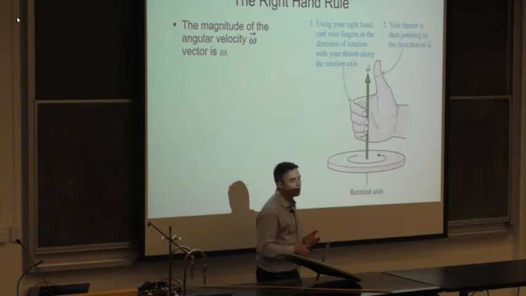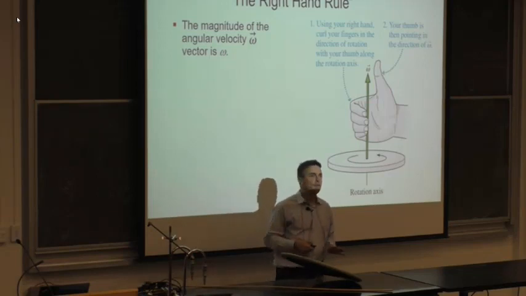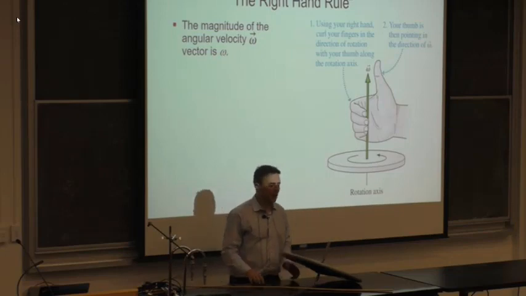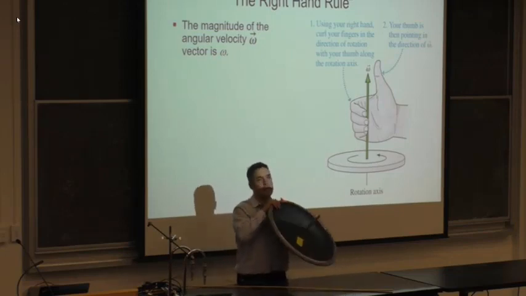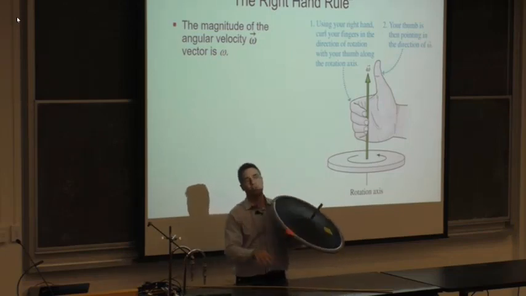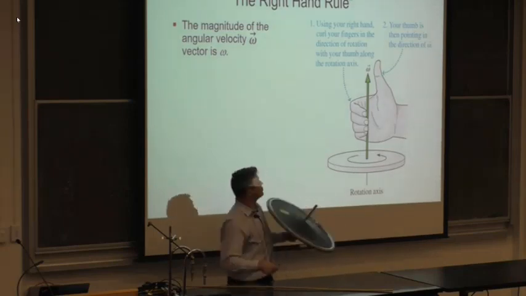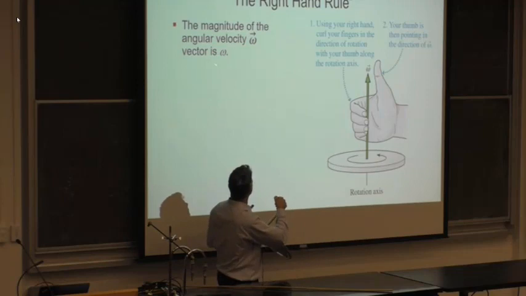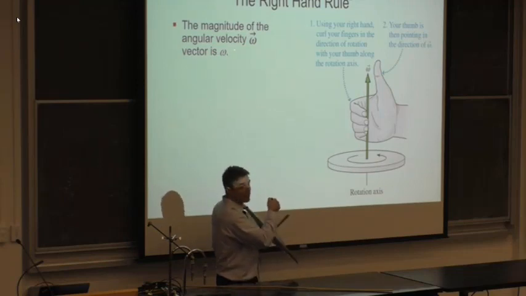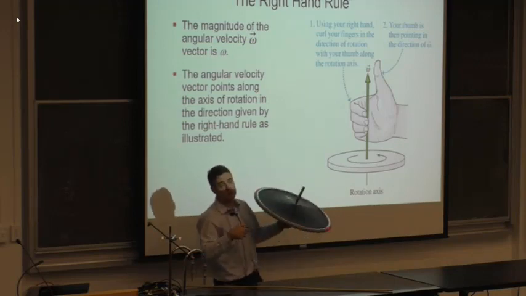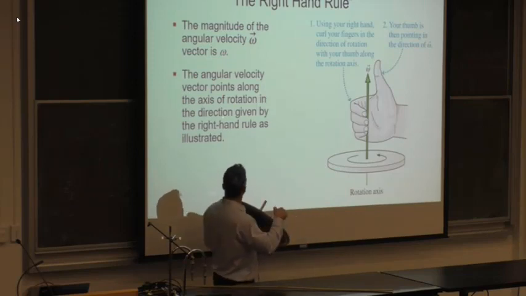So, for omega, we could say clockwise or counterclockwise, but we can specify that in another way by defining a vector that's perpendicular to the plane of rotation. So we say that omega has a magnitude, which is equal to the magnitude of just omega, as we've written before, but it now has a direction.